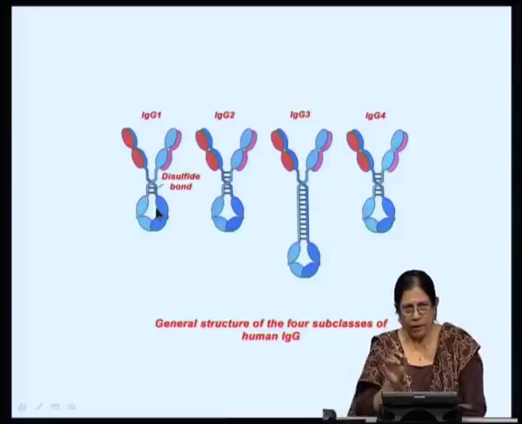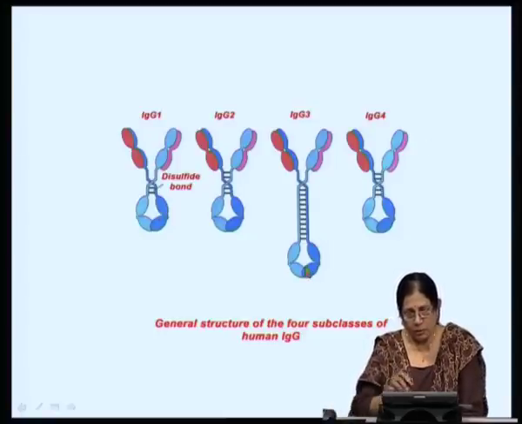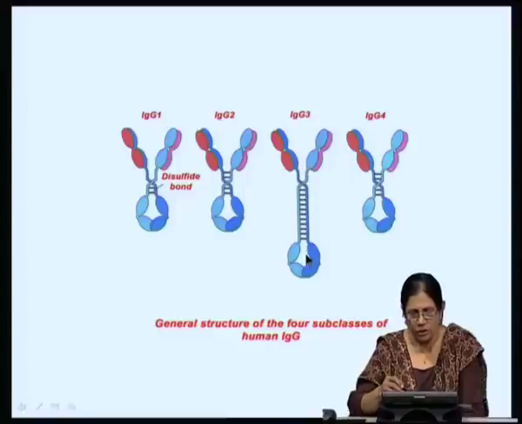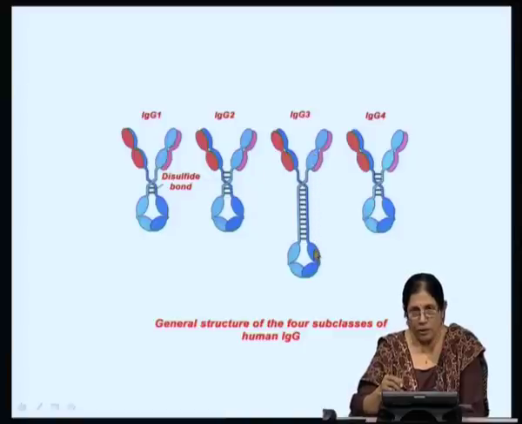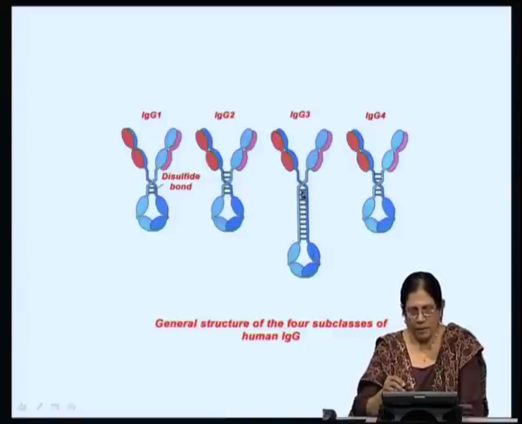Now, if you look at these 4, immediately you can see IgG 3 is different because it has a very long hinge region. The hinge region is that region which joins the constant domain 1 with the constant domain 2. Now, there can be as many as 13 disulfide bonds in the extended hinge region of IgG3.